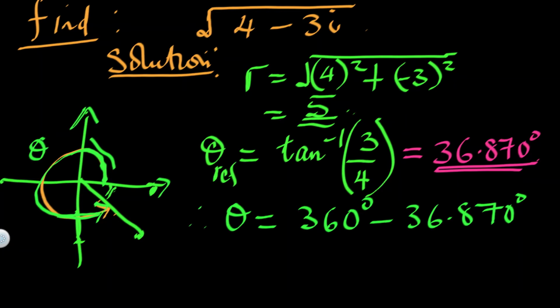So we have 360 degrees minus 36.87. So our theta, or the argument, is 323.13 degrees. Now that we have our r and our theta, it means we can express our complex number in polar form.